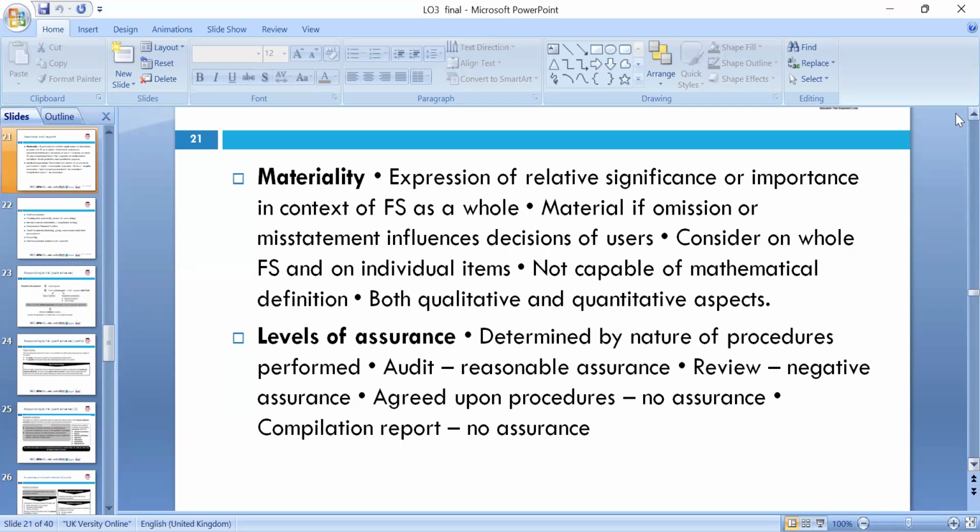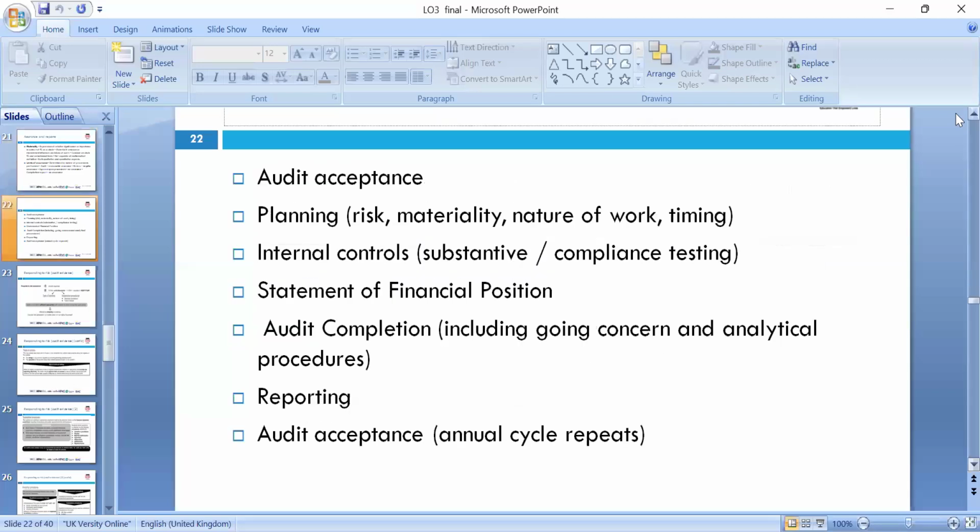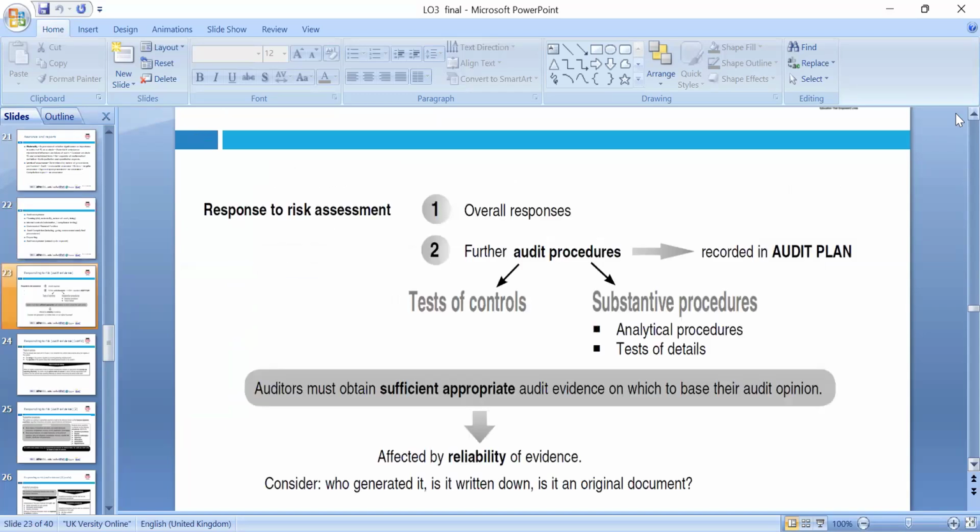Okay, so negative assurance, agreed upon procedures, no assurance with completion reports. That's what we need to follow. So audit acceptance, planning, the risk, materiality, the nature of the work, timing, internal control, substantive and compliance testing, and the statement of financial position. Audit completion includes the going concern, analytical procedures and reporting, and audit acceptance in the annual cycle of the reports. Those we need to look around in line with.